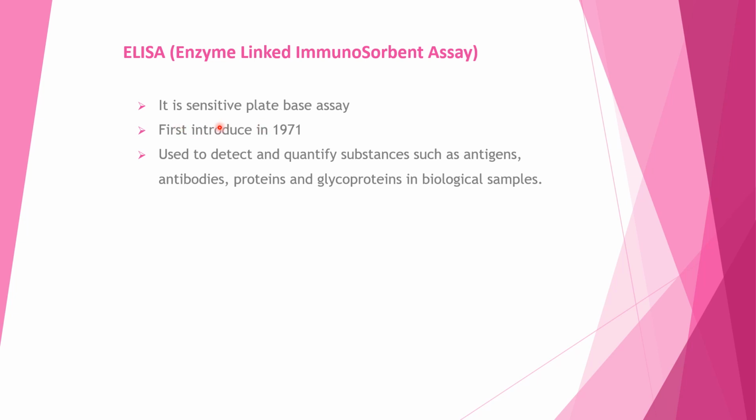What is ELISA? ELISA is enzyme-linked immunosorbent assay. It is a sensitive plate-based assay. The plate used in this technique is made up of polystyrene having 96 wells. This technique was first introduced in 1971.